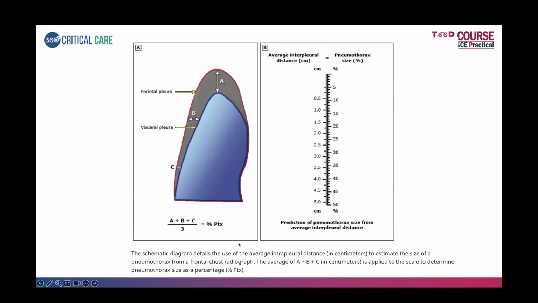So there is another formula, that is the ABC formula. You take 3 areas of the pleura, the distance between the parietal and the visceral pleura: the vertical distance, then the distance at the upper end and the distance at the lower end. So you would get A, B, and C, and then that summation needs to be done and divided by 3. That would give you a percentage of the pneumothorax. So this is also another method of assessing the size and quantification.